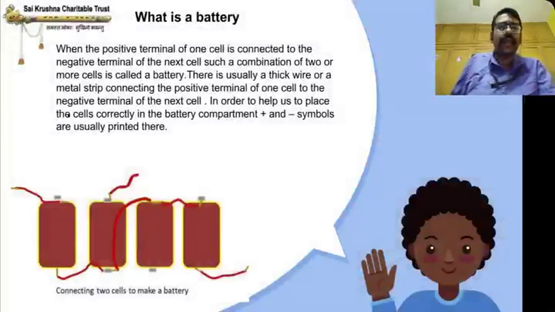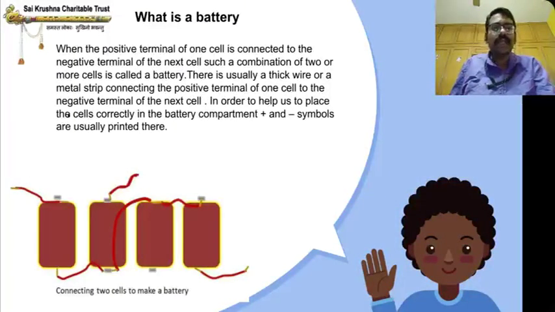What is a battery? When the positive terminal of one cell is connected to the negative terminal of the next cell, such a combination of two or more cells is called a battery.